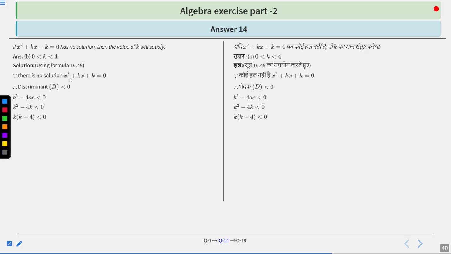Comparing this equation to the standard quadratic equation, that is ax square plus bx plus c, value of b is k. So k square minus 4, value of a is 1 and value of c is k. 4 into 1 into k, that is 4k. That means k square minus 4k should be less than 0. Taking k common, we get k into k minus 4 less than 0.